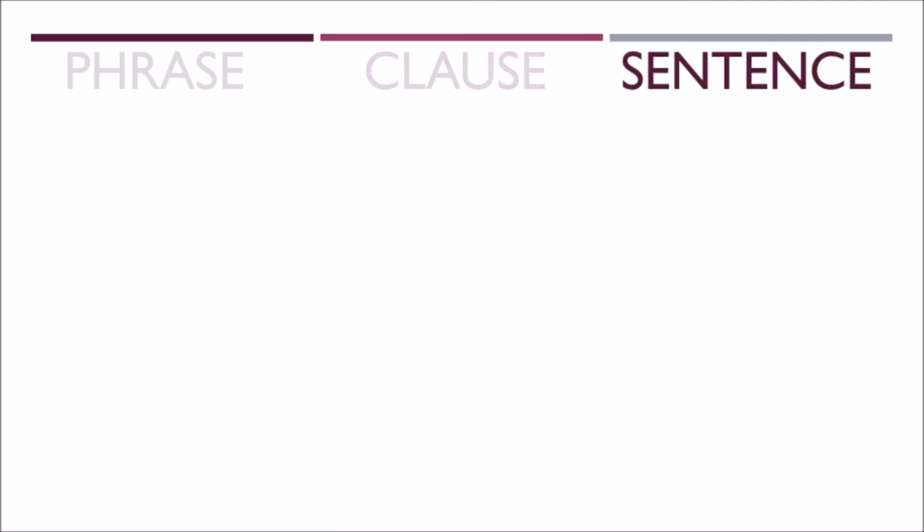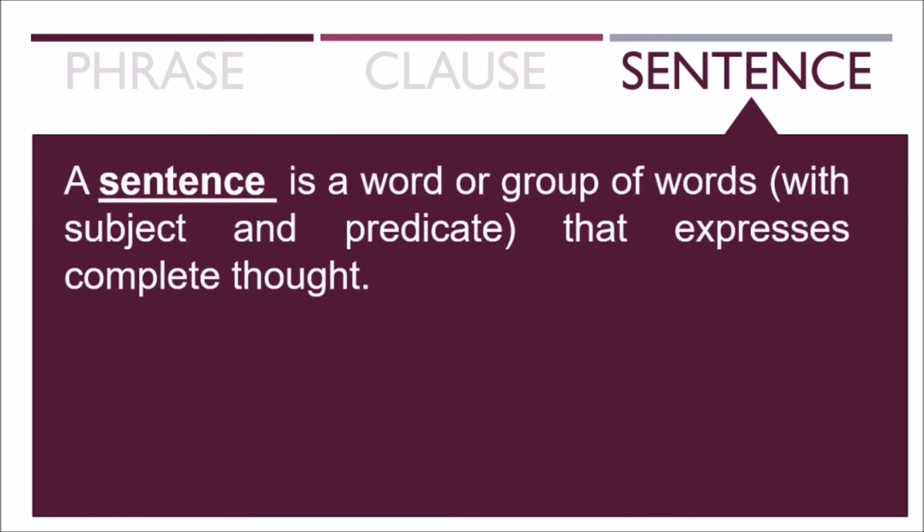Now let's go to our sentence. It is a word or group of words with subject and predicate that expresses a complete thought. For example, I love you. Another one, go. Sir, is that even a sentence? Yes, it is. Remember, a sentence could only be one word, just like the sentence go. In this case, the subject is you, being referred to do the action.